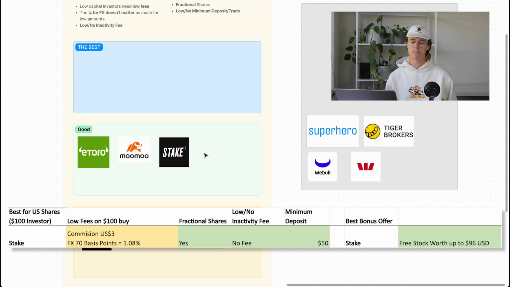Unfortunately for Stake, if you're going to be investing more than $100, there's probably better apps out there because the FX fee is 70 basis points, which when you convert it into Aussie dollars, takes about 1.08% at the current exchange rate out of the $100. At $100 that isn't too bad, but when you start multiplying that by thousands of dollars, it becomes a fair bit.